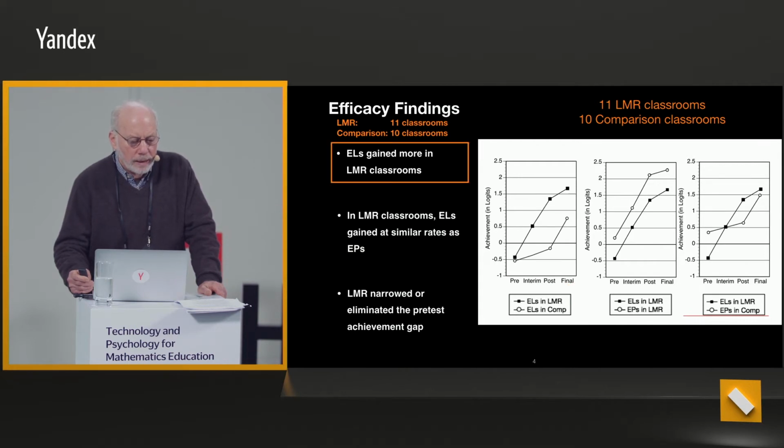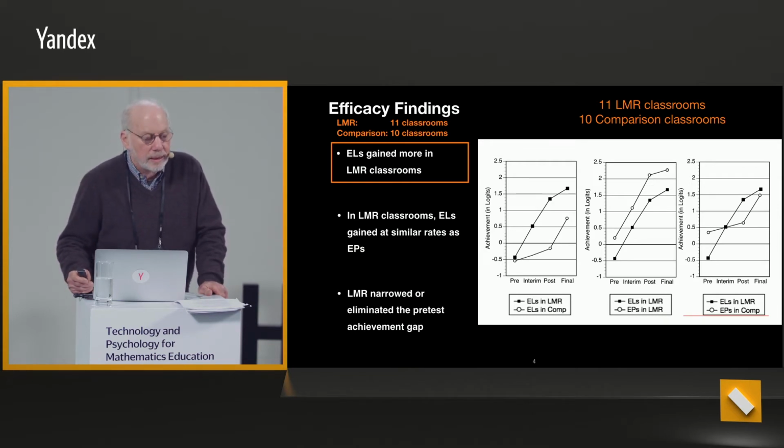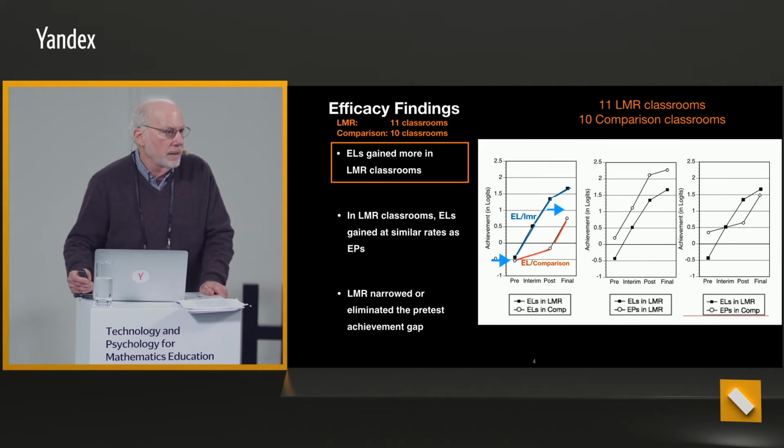So, some quick claims. First, English learners gain more in LMR classrooms than they did in comparison classrooms. You can see that in the first panel. At the beginning, LMR and comparison EL students perform very similarly. But over the course of the various assessments, there was a clear difference in learning curves. So this was initial evidence that LMR kids, EL kids, were doing much better with this revised new curriculum.